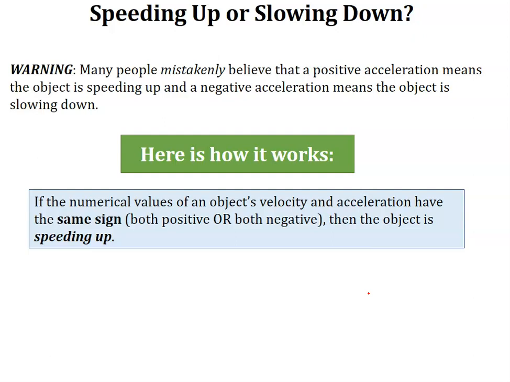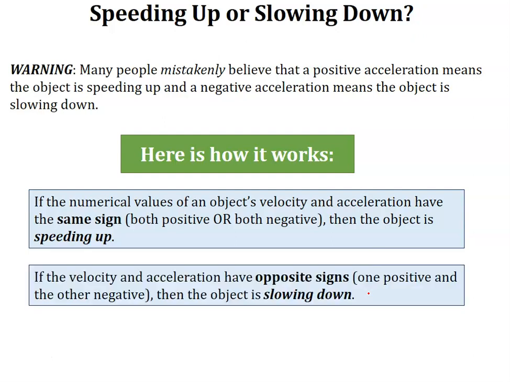So positive velocity, positive acceleration, speeding up. Negative velocity, negative acceleration, speeding up. If the velocity and acceleration have opposite signs, one positive, the other negative, then the object is slowing down. Positive velocity, negative acceleration is slowing down.